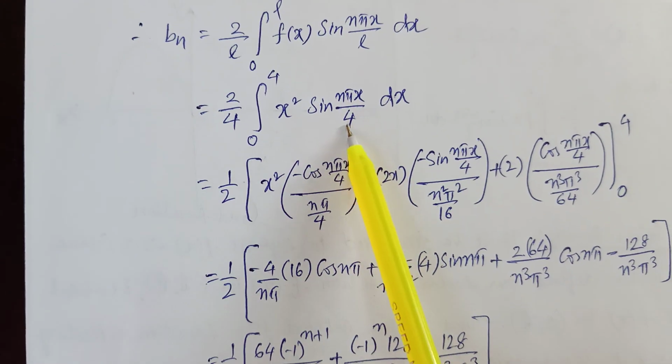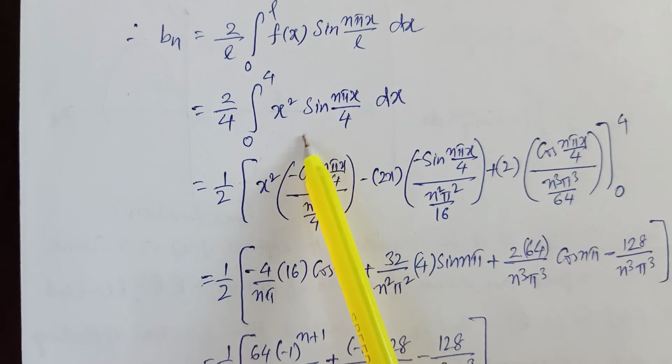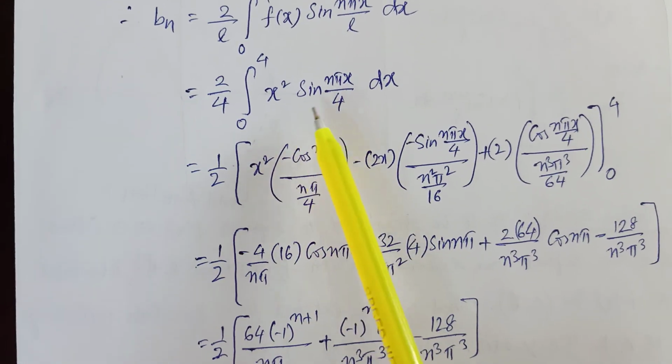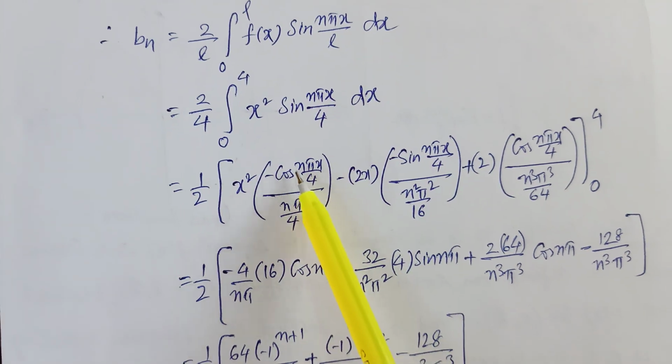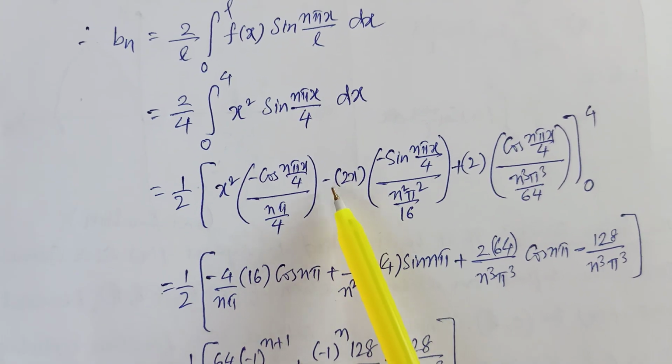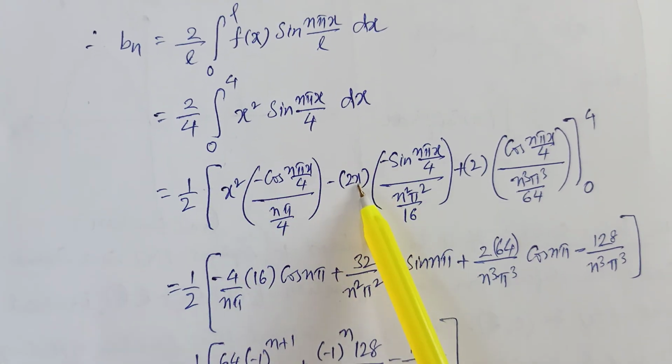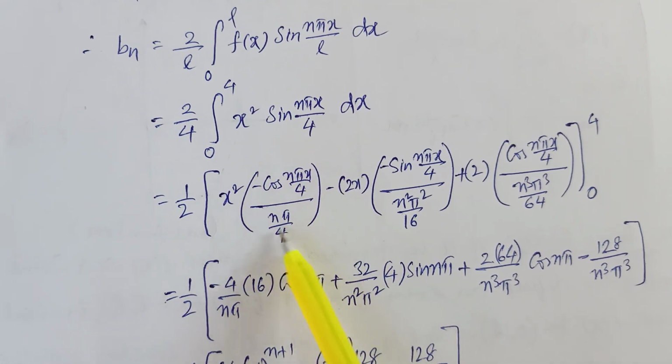Now integrating by parts. Using Bernoulli's rule, we can integrate this. Integrate by parts. This is u and this is v. u into integral v, that is minus cos n pi x by 4 by n pi by 4, minus the derivative of x square, 2x, and the integration of this whole thing.